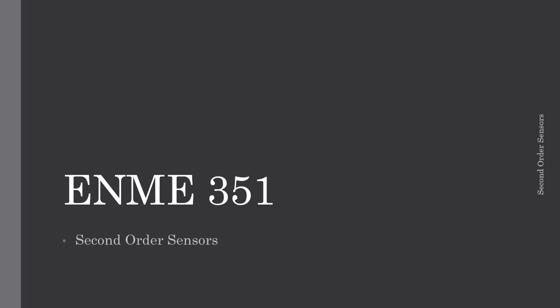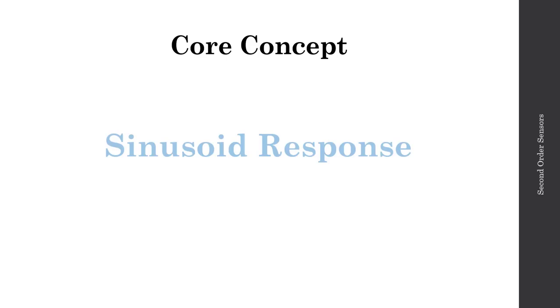Welcome to the second of our two-part installment on second-order sensors. In this lesson, we'll take a look at the response of second-order sensors to sinusoidal inputs. For a sinusoidal input, our forcing function is now going to be a sinusoid. And in this case, that sinusoid has a frequency of omega and an amplitude of A.